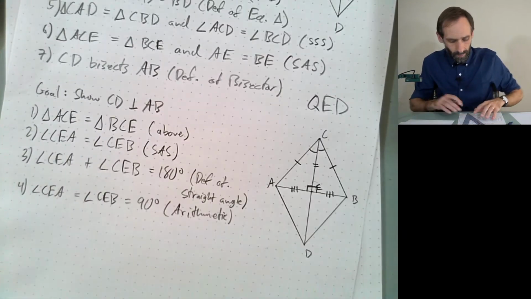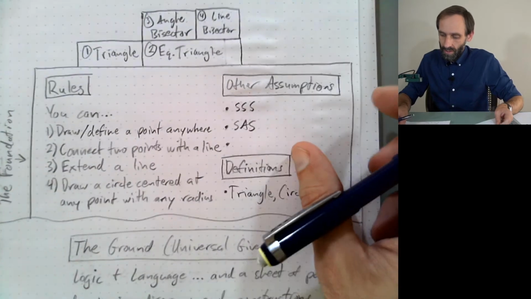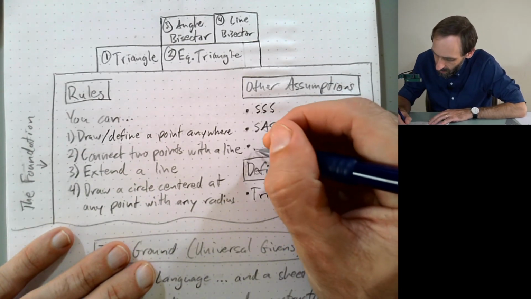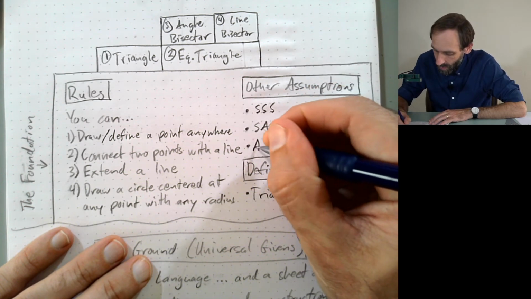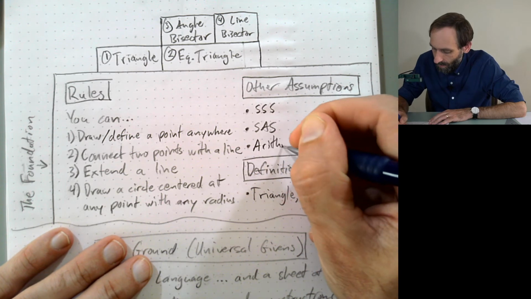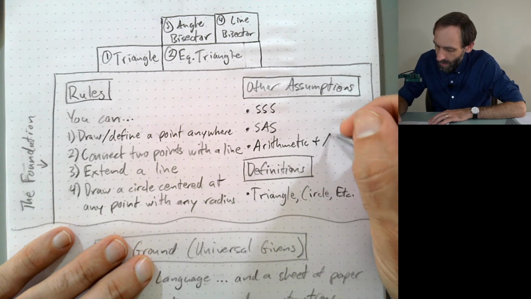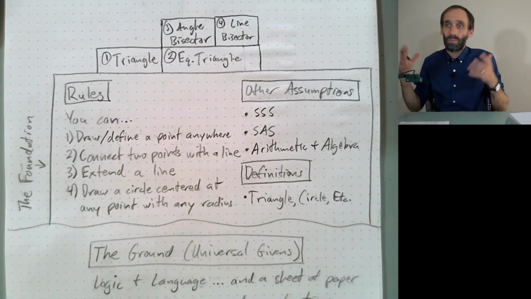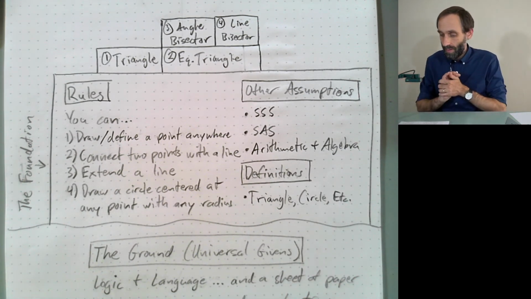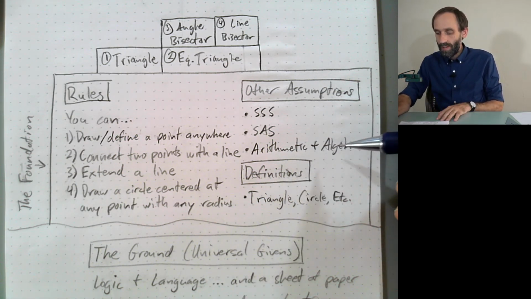And I should probably put that here as well because I didn't say anything about arithmetic or algebra. So I'm actually going to add this to my other assumptions. Not only am I assuming side-side-side, side-angle-side, angle-side-angle, I'm also going to be assuming the things that you've learned in previous classes about arithmetic and algebra. So we won't reprove arithmetic and algebra. I don't know if you proved it the first time, but we're not going to worry about proving it now. We'll just go ahead and accept the facts of arithmetic and algebra.